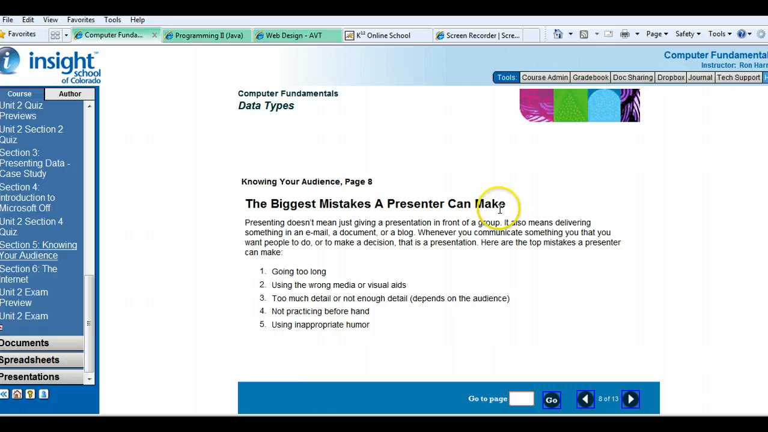Okay, biggest mistake a presenter can make. Here are a bunch of mistakes you can make. You can go too long, wrong visual aids, wrong media, too much detail or not enough, not practicing, using inappropriate humor. So those are some mistakes that presenters can make.